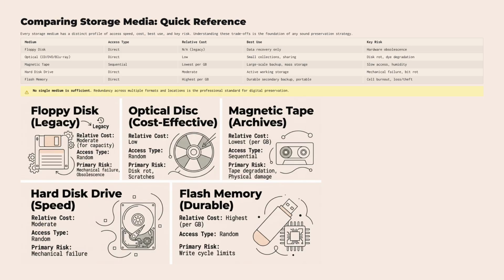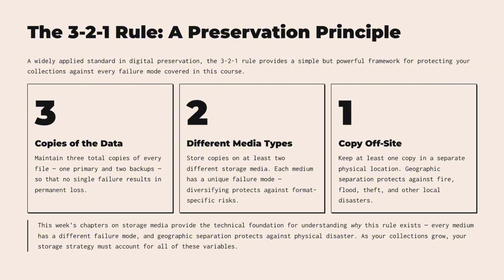None of these media is set and forget. Tape requires format migration as standards evolve. Hard drives require refreshing and monitoring. Flash memory requires periodic data integrity checks. Even optical media in controlled conditions will eventually reach the end of its estimated useful life. This is why the 3-2-1 rule exists and why it matters. 3 copies of the data, stored on 2 different media types, with 1 copy off-site. The principle is not based on any single medium being reliable enough. It is based on the reality that every medium will eventually fail, and the goal is to ensure that no single failure is catastrophic.